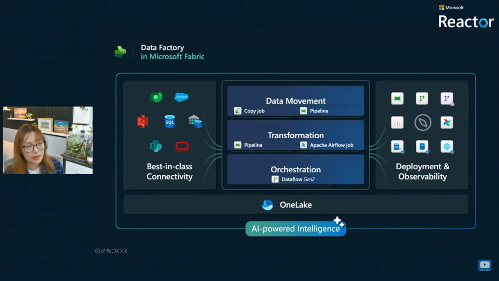Let's look at how Data Factory supports all the major critical data integration capabilities, which include rich connectivity, data movement, orchestration, transformation, with deployment options and observability.